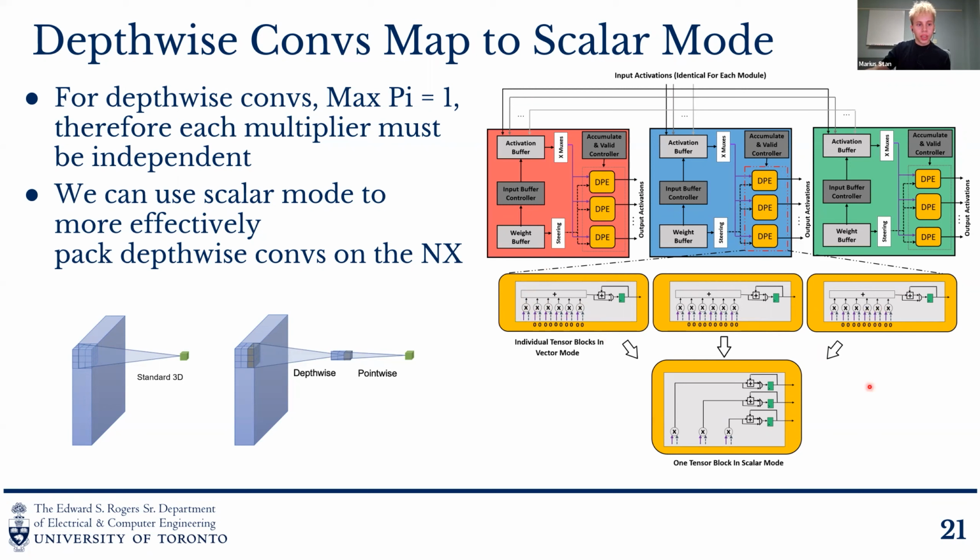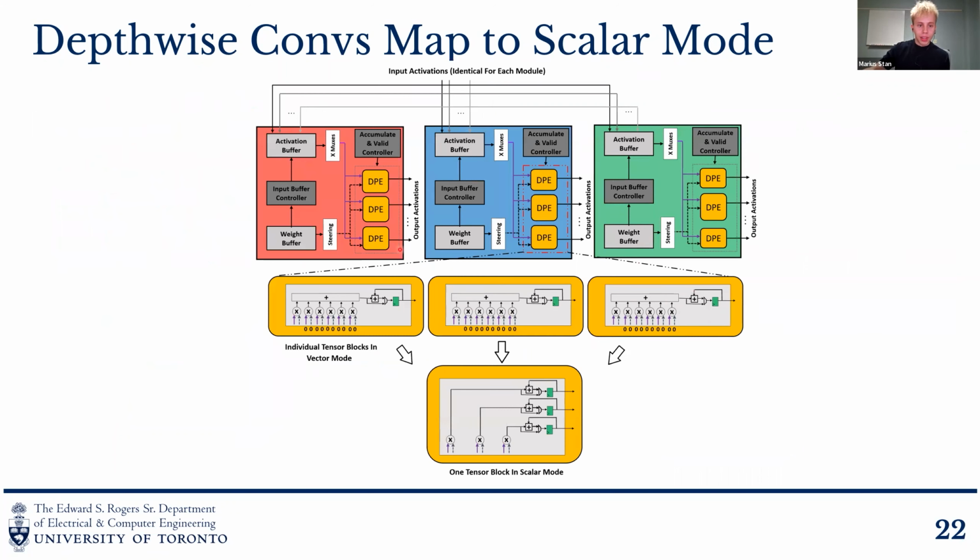And so we can use scalar mode to more effectively pack these multipliers on the Stratix 10 NX. Rather than having these 3 separate multipliers here forming 3 separate dot product engines, we have this all combined into one tensor block in scalar mode as shown here. So a reduction in area of up to 3x.